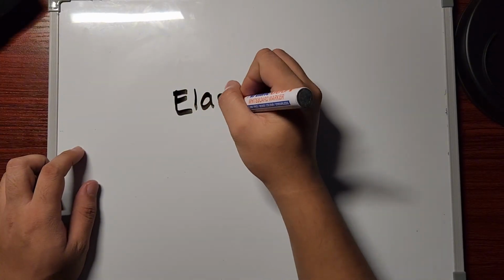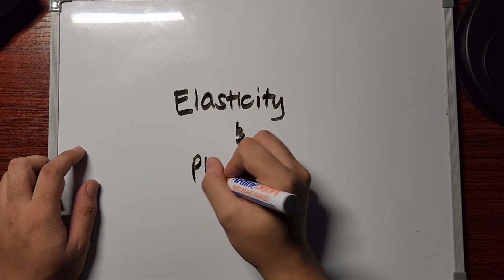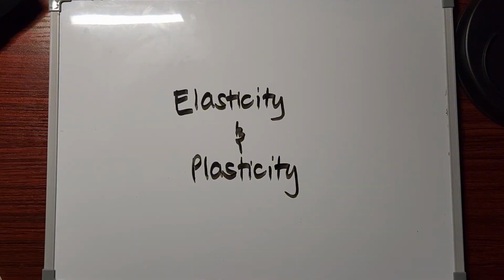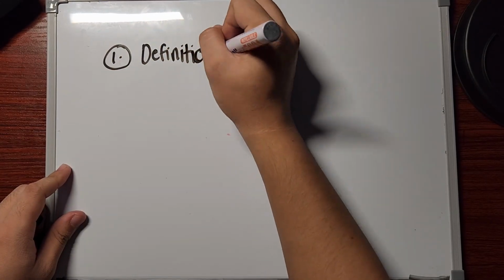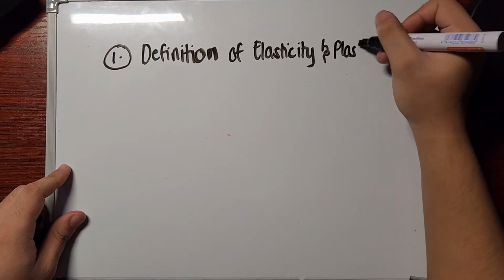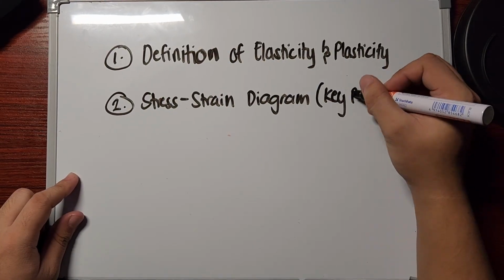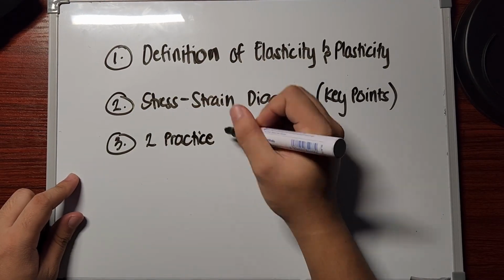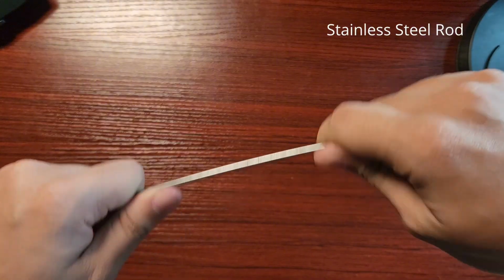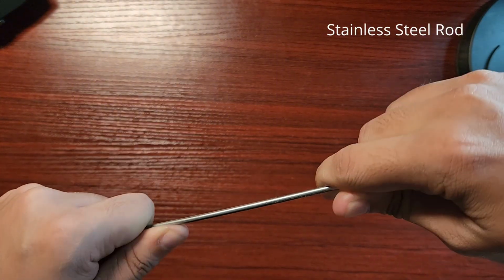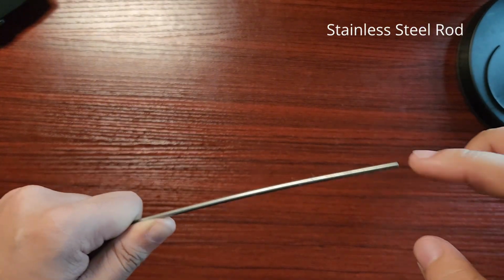Good day everyone. Today we will be exploring two key mechanical properties of materials. The outline of today's video will be defining elasticity and plasticity, finding the critical points of the stress-strain curve, and solving some practice problems.